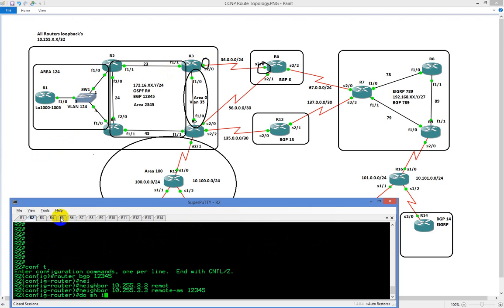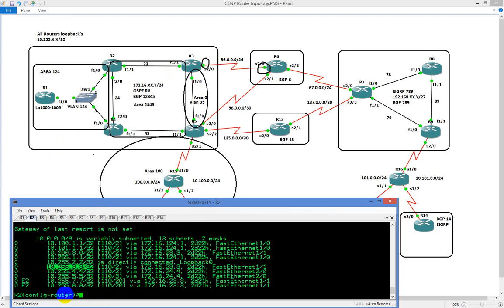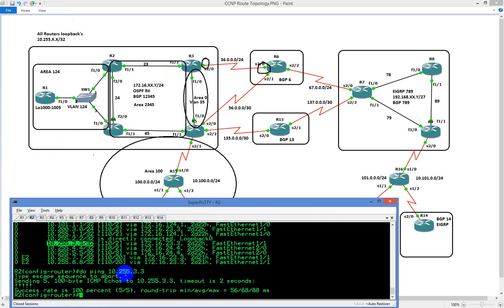and do a do show IP route, I know how to get to 3. Because in fact I have a route to it. So that's not the problem. So do ping 10.255.3.3. I can ping it. That means I have reachability to it.